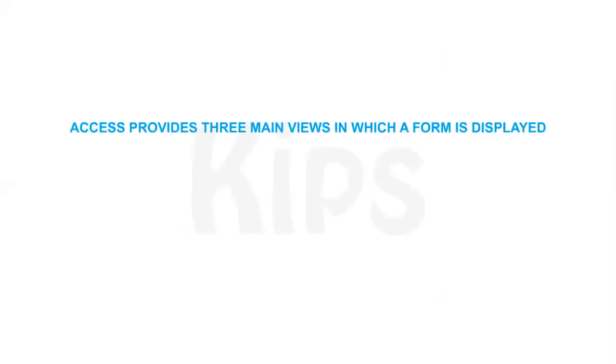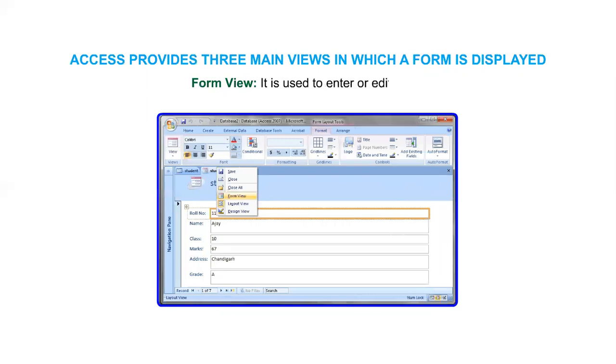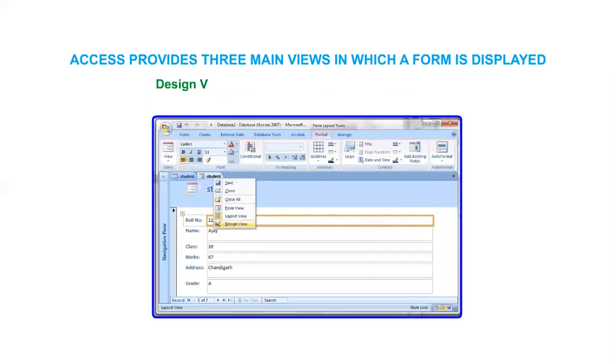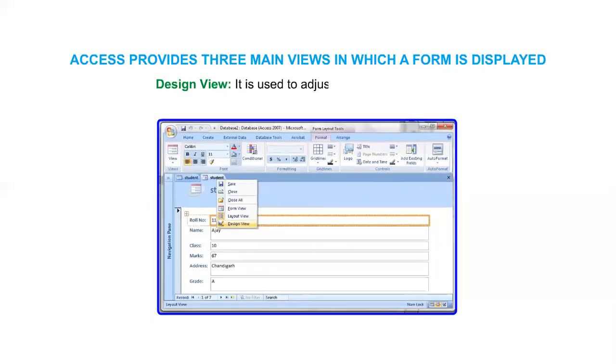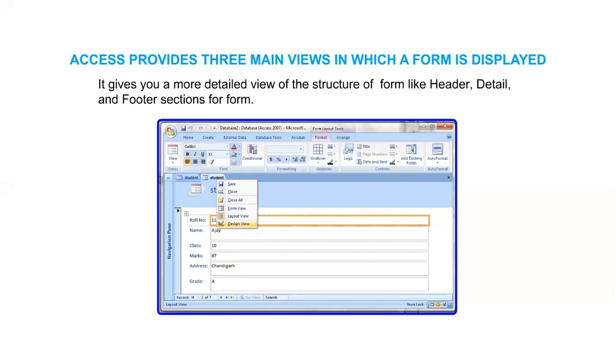Access provides three main views in which a form is displayed. Form view, it is used to enter or edit data. Design view, it is used to adjust the design of your form. It gives you a more detailed view of the structure of the form, like header, detail, and footer sections.